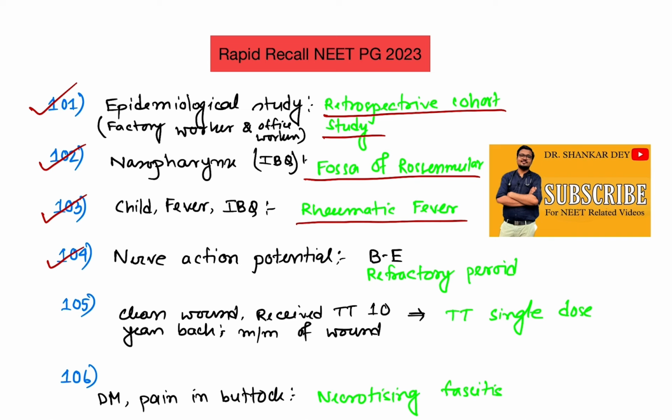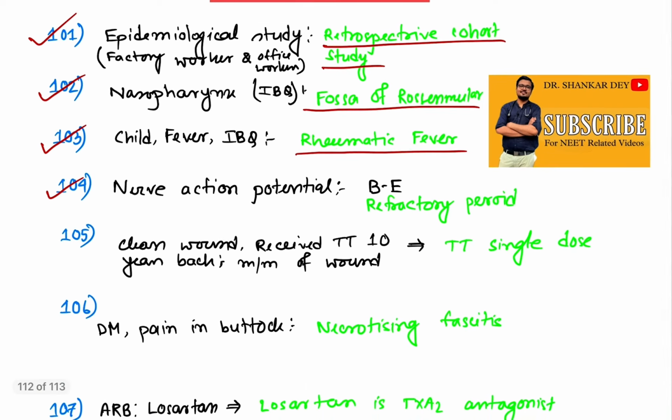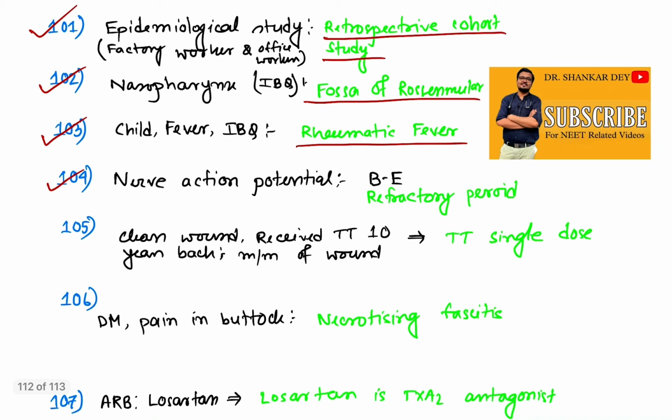Coming to the next question, 104, a nerve action potential, and the marked point denotes the refractory period of the nerve action potential. Then a male patient with a clean wound came to the hospital who received tetanus 10 years back. Management of this wound will be a single dose of tetanus. Who has received tetanus 10 years back, for a clean wound it will be a single tetanus dose.